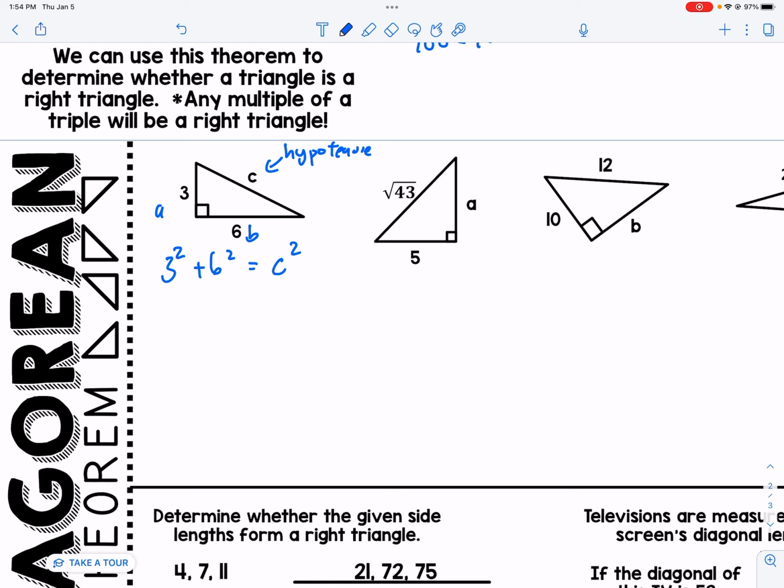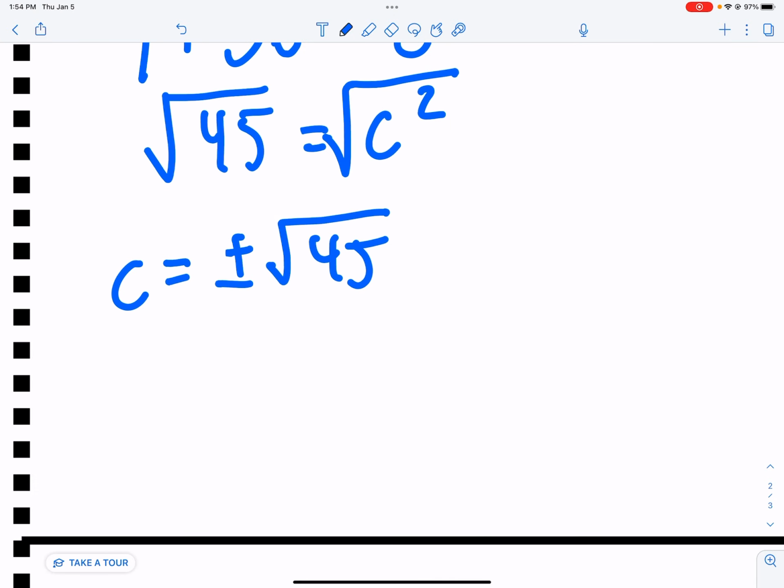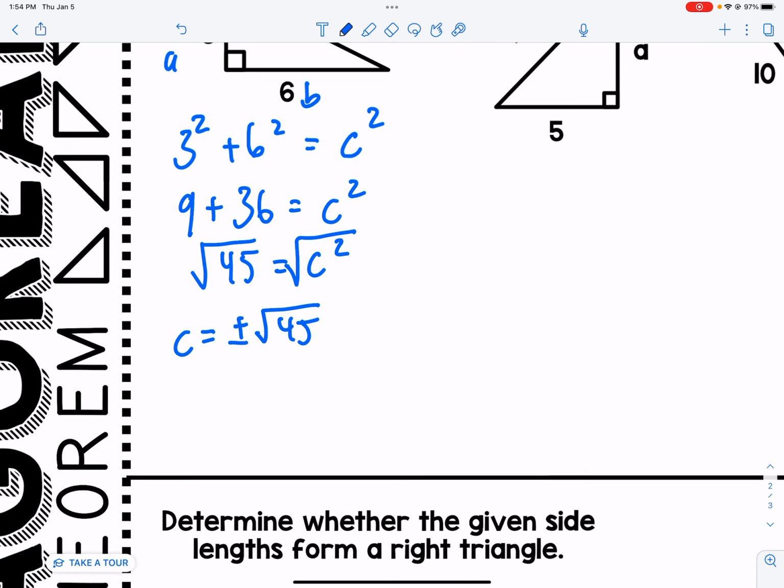So 3 squared is going to give us 9 plus 36 equals C squared. And that's going to give us 45 equals C squared. And then take the square root, and C equals plus or minus square root 45. But when you get a radical number, you should always try to simplify it by simplifying the radical. We did this in the review at the beginning of the semester.